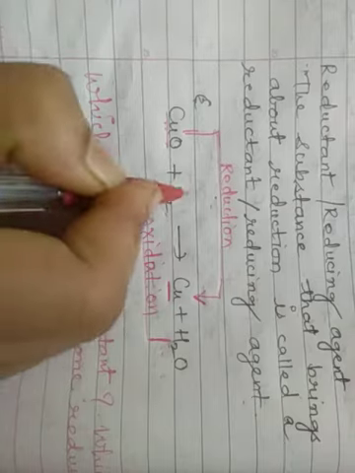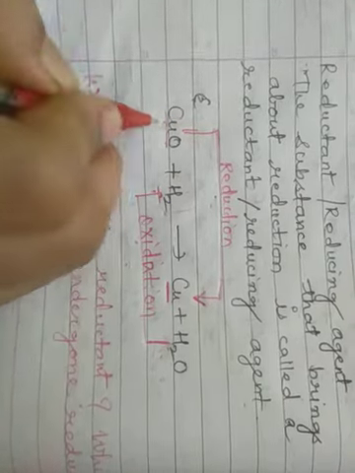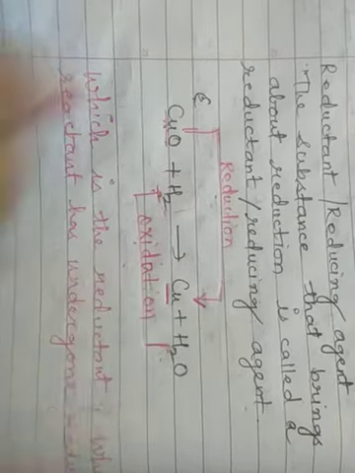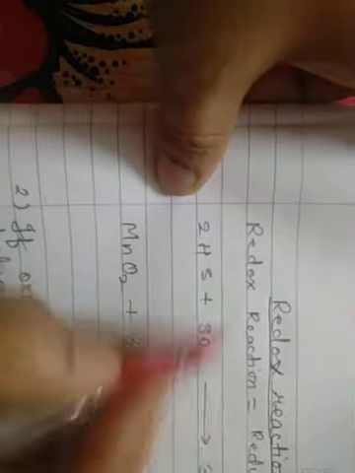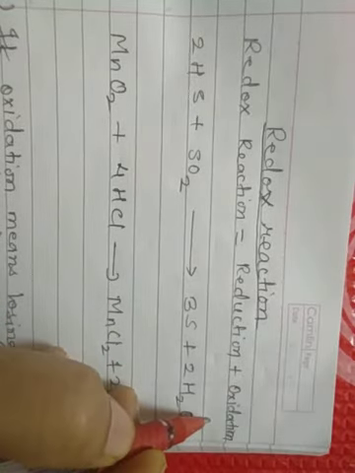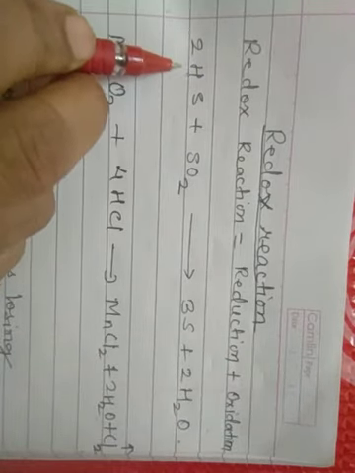A reductant is oxidized by an oxidant, and an oxidant is reduced by a reductant. These types of reactions are called redox reactions. So redox reactions are nothing but reduction plus oxidation. Now let us take some more examples and try to answer the question, that is, use your brainpower.